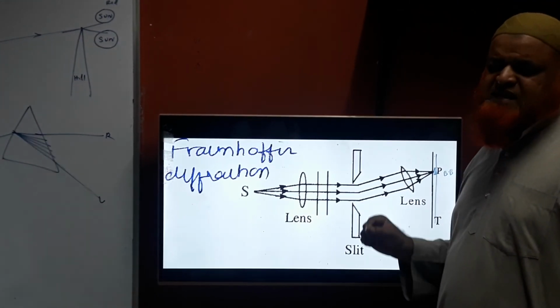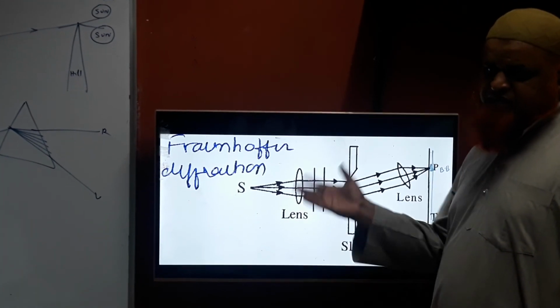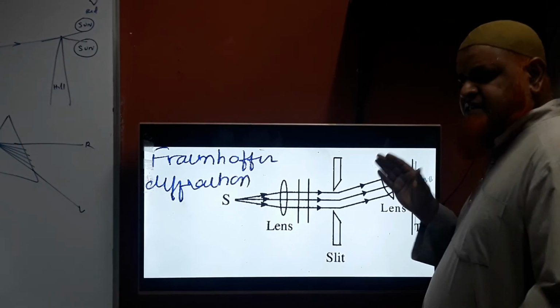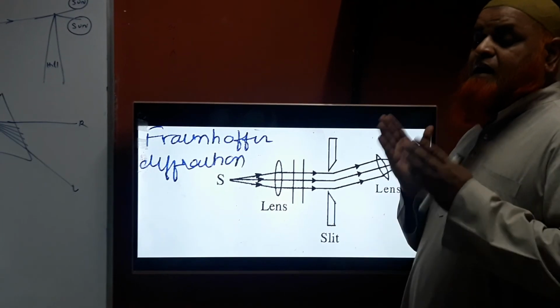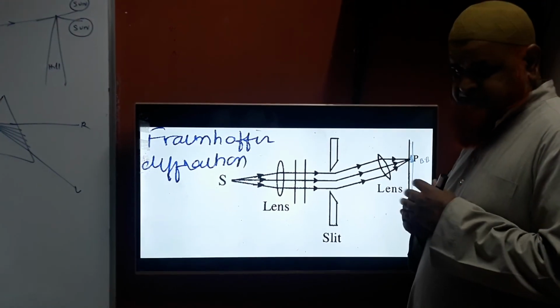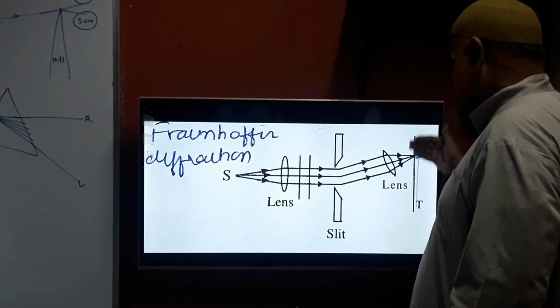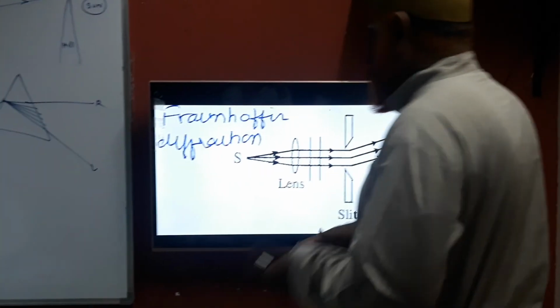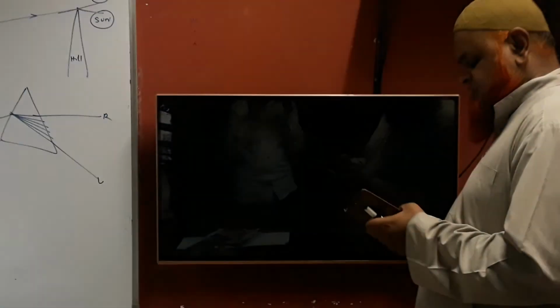This diffraction has a bit more advantage compared to Fresnel diffraction because of this lens. A clear diffraction pattern is observed. A series of dark and bright bands you can see in this process. So this is called Fraunhofer diffraction.